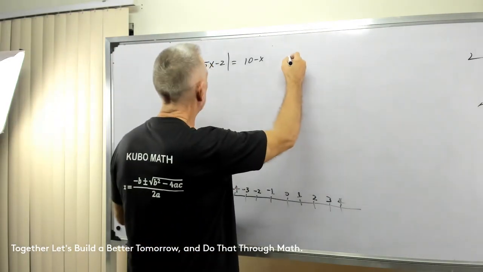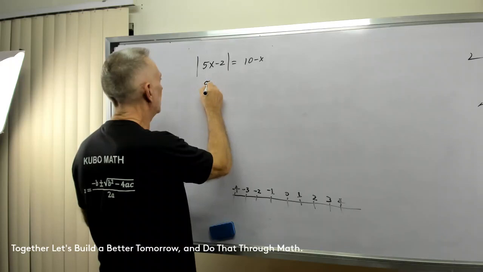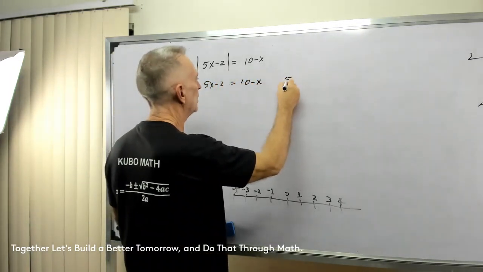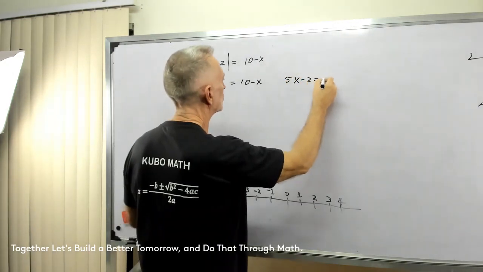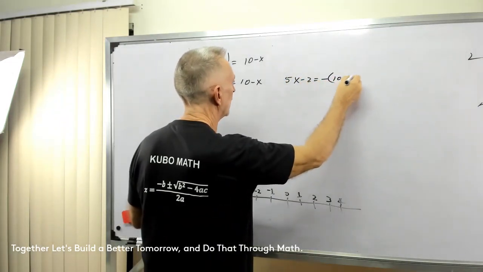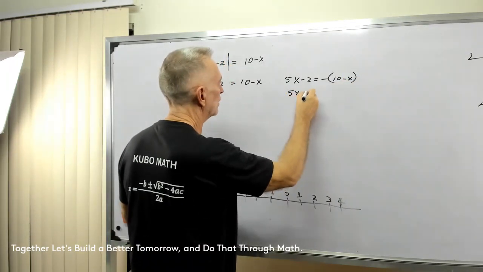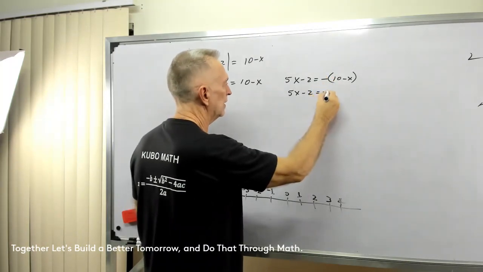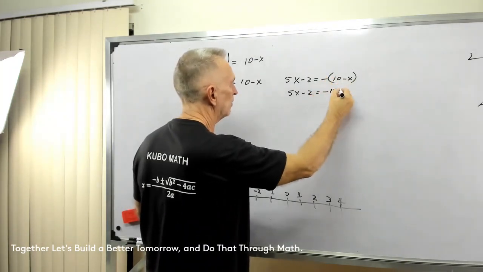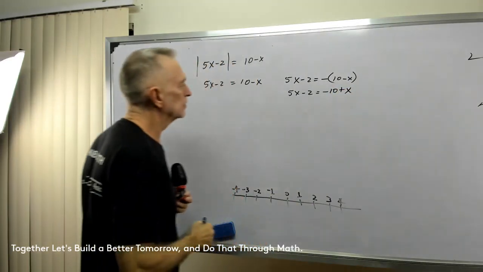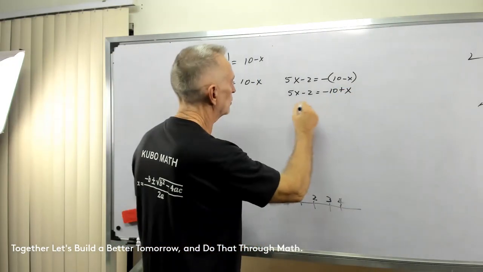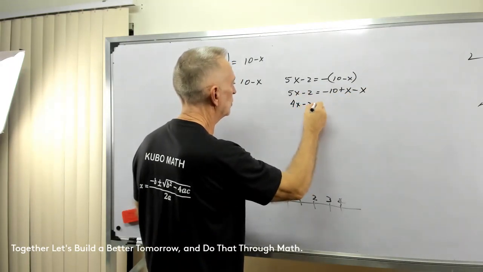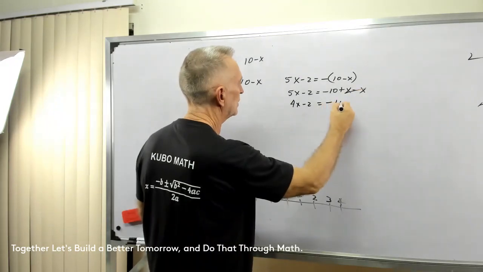What does that also mean? That 5x minus 2 equals 10 minus x. But it also means 5x minus 2 equals negative 10 minus x. So that means 5x minus 2 equals, distribute that negative to the inside, negative 10. A negative times negative is positive, plus x. Okay? So let's subtract x from both sides. So it gives me 4x minus 2 equals negative 10.